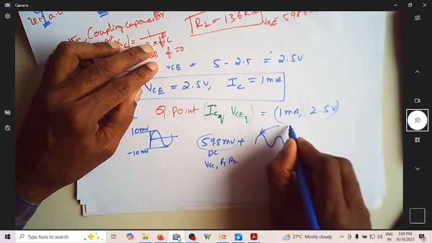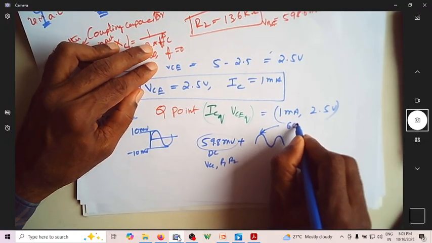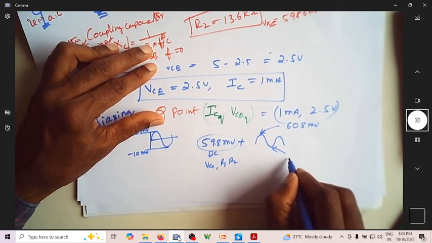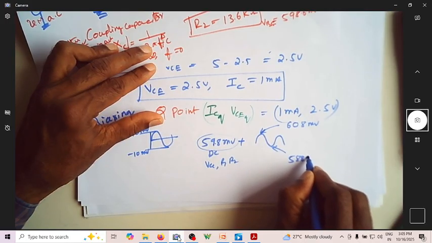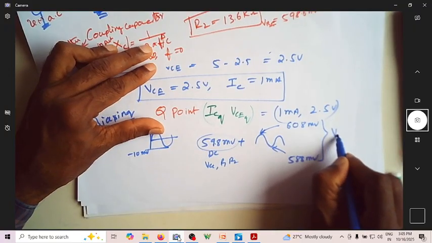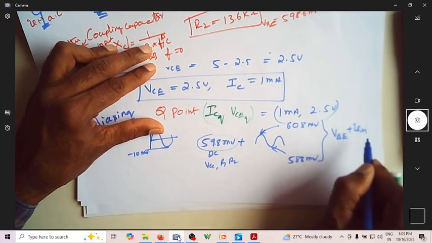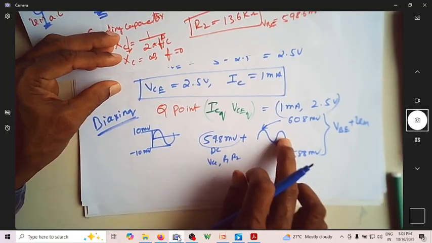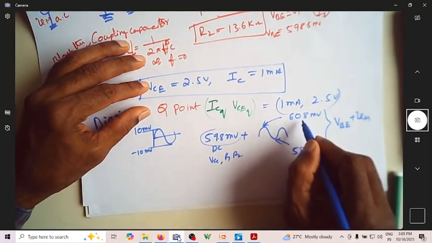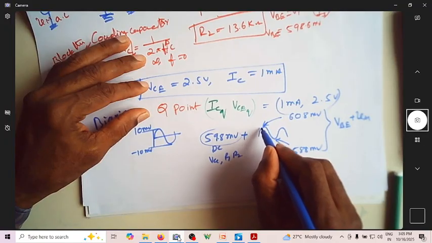It is 608 millivolt, and the voltage here is 588 millivolt. This is the actual base voltage, VBE plus Vin, because I'm coupling the signal to this. So this is the voltage we have. It is not only these two voltages; it is reaching from 598 to that voltage.